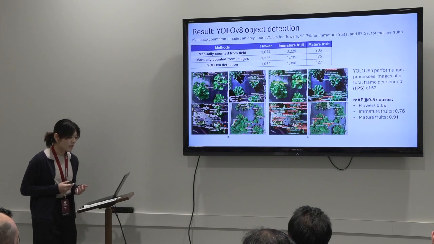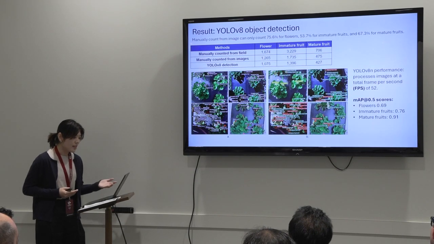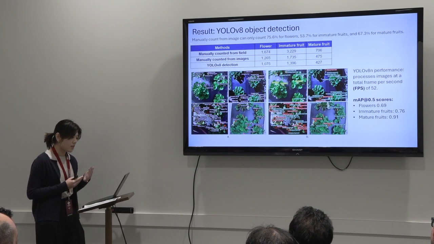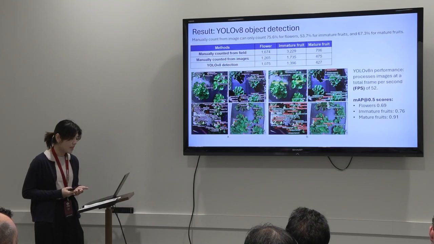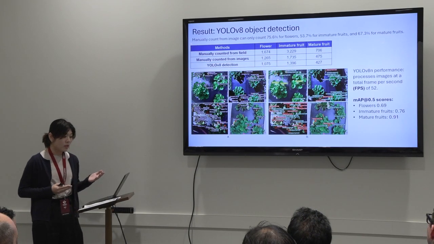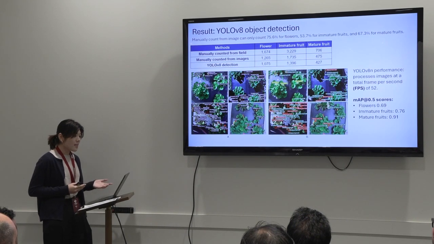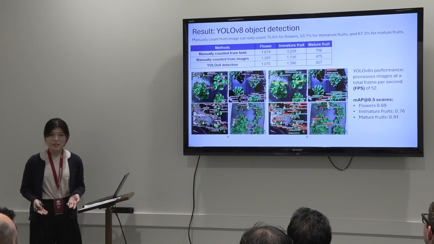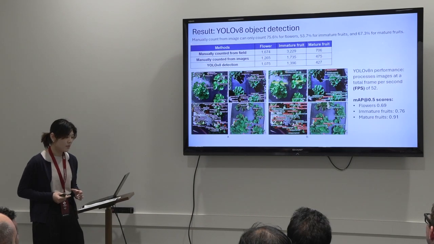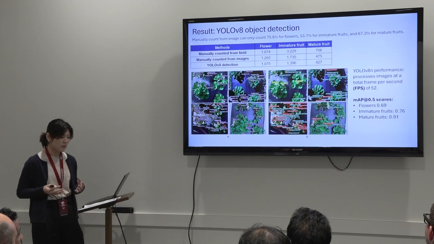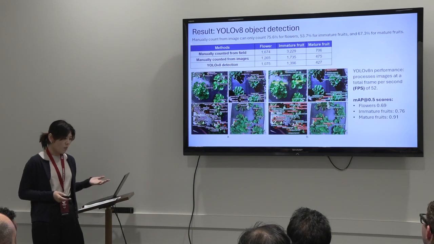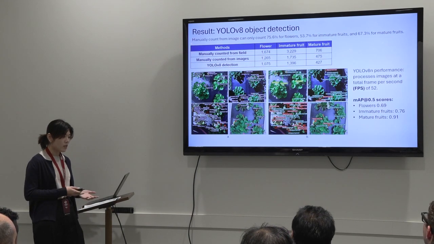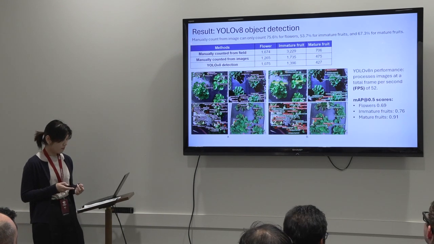And also here from the top tables, we can see that first is our manual count from the field, second is manual count from the images, and next is our UAV detection result. You can see that even when we manually counted from the images, there is still a huge gap between that and what we manually counted from the field. So it also makes us need to figure out some method to minimize this gap.